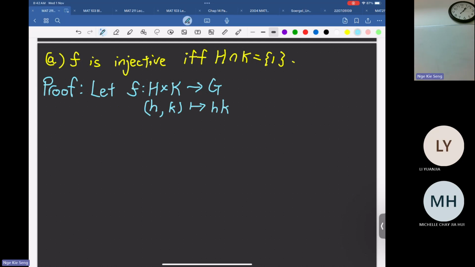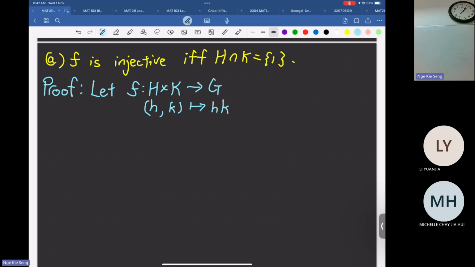So what's a good start of the proof? A good start of a proof is to start with a definition. We want to prove that F is injective if and only if the intersection is 1. So what is F? You need to write down what F is. F is a map from the product set to G, or the product group. We define that this set can be endowed as a group. And then what is the map?